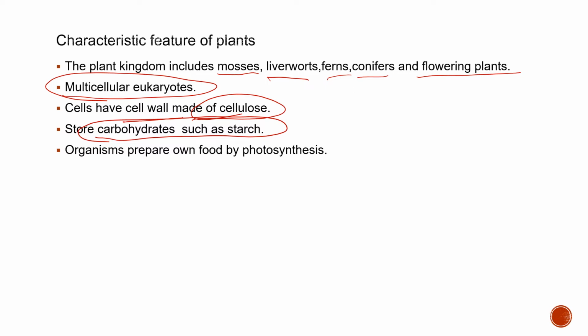Chlorophyll, sunlight and carbon dioxide produce their food, and that food is stored in the cells of the plant in the form of starch. So these are all the main characteristics of the kingdom Plantae. Let us move on to the next one and see what is in store for us.